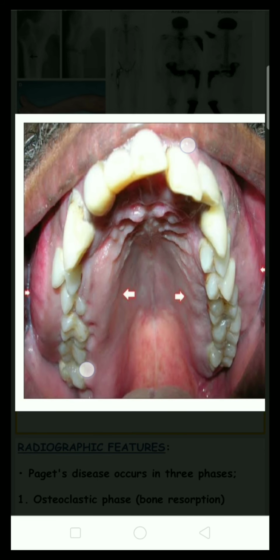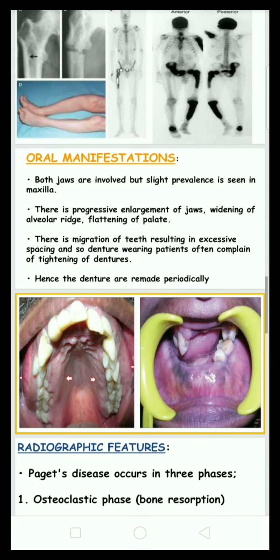At the same time, the teeth become more spaced day by day. This spacing leads to the denture becoming very tight. To avoid denture tightening, ready-made dentures are made for those patients. This is used because of the migration of the teeth.